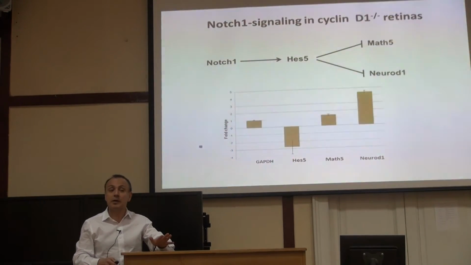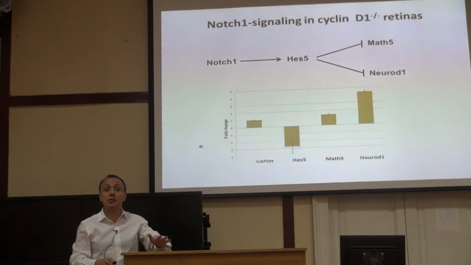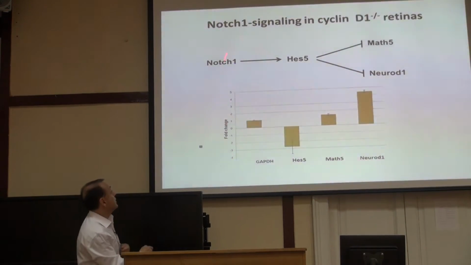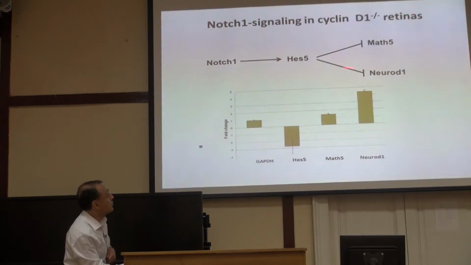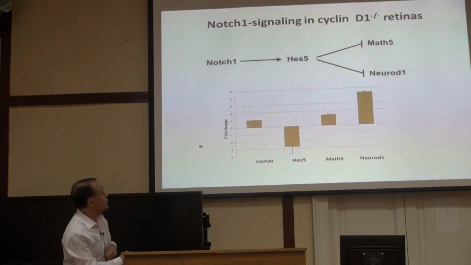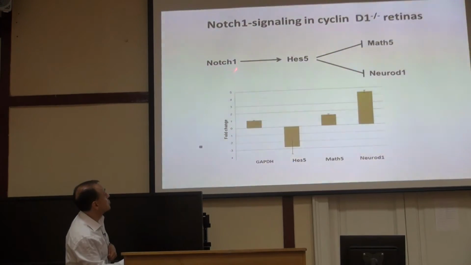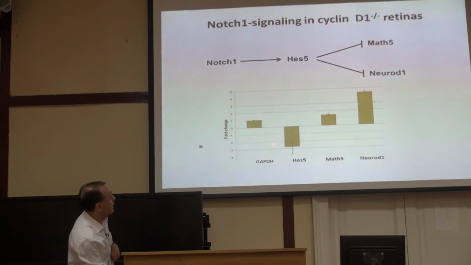We have found that when we knock out cyclin D1, there is less Notch expression. So we wanted to see whether the whole pathway is affected. If in the cyclin D1 knockout retina you have less Notch1, you should have less Hes5 and more Math5 and NeuroD, because less of this means more of this. This is repressing this.